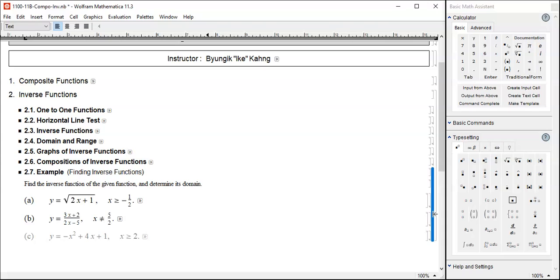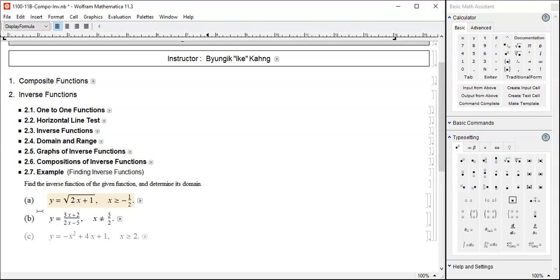And finally, we have some example problems that are worthy of some class time. Okay, let's go to the first problem. Find the inverse function and determine its domain. Sometimes finding the inverse is hard. Sometimes finding the inverse is easy, but finding the domain is hard. The first problem is the latter. Finding the inverse is not difficult. The domain may be a bit tricky.